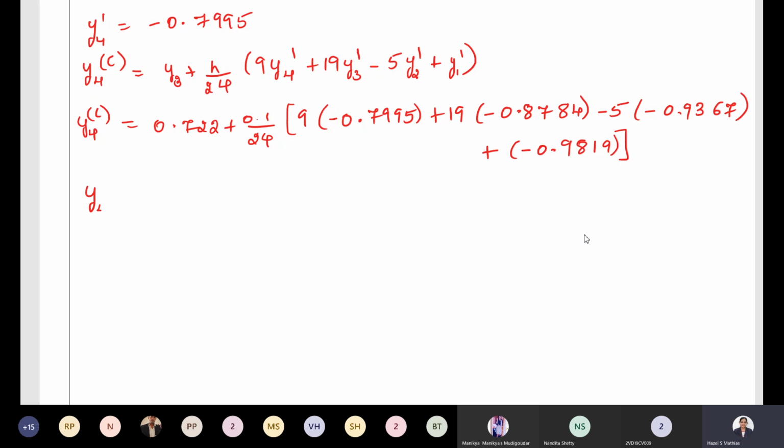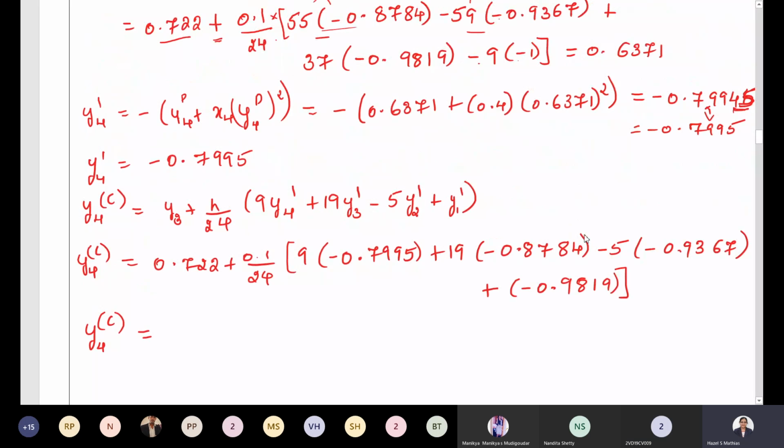So what is the corrected value of y4? Just check. And remember that it should be somewhere close to the predicted value. If it is not, then your answer is wrong. So you should get an answer somewhere close to 0.6371.